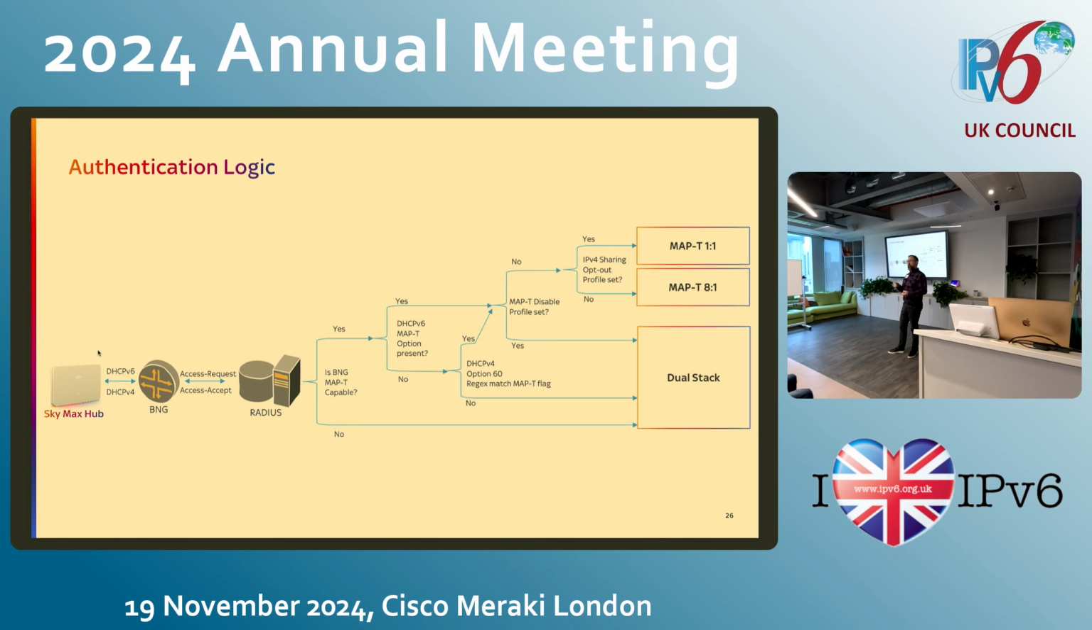So the next thing, it'll look for that DHCPv6 option 95. If that doesn't exist, it'll look for the DHCPv4 option 60, or do a regex match for that string I mentioned. If either of those exists, then it'll look for the disable profile. If that doesn't exist, it checks to see whether that customer should be opted out to 1-to-1 or whether it should use the shared 8-to-1 profile.